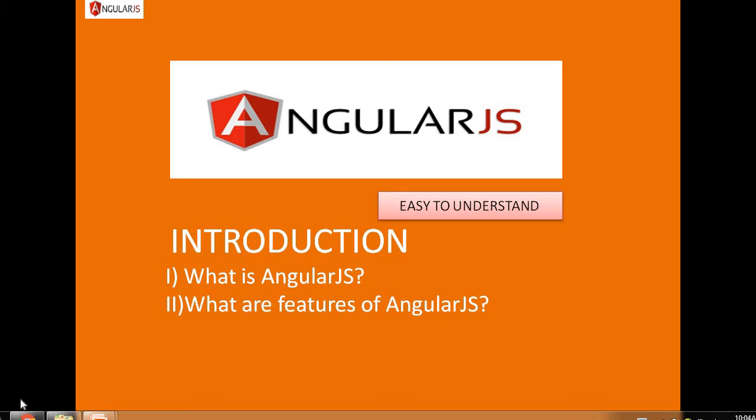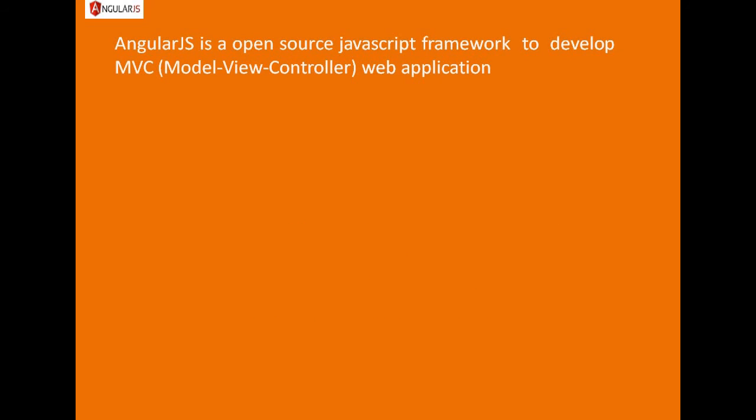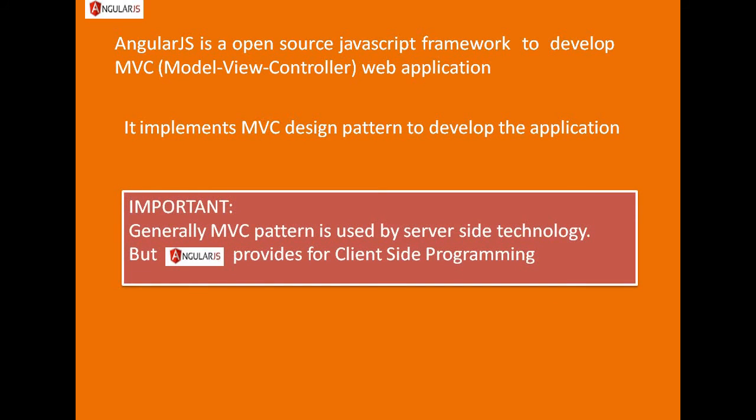Today we are going to learn about what is AngularJS and what are the features of AngularJS. AngularJS is an open source JavaScript framework to develop MVC-based web applications. It implements the MVC design pattern to develop the applications. Generally, the MVC pattern is used by server-side technology, but AngularJS provides client-side programming.